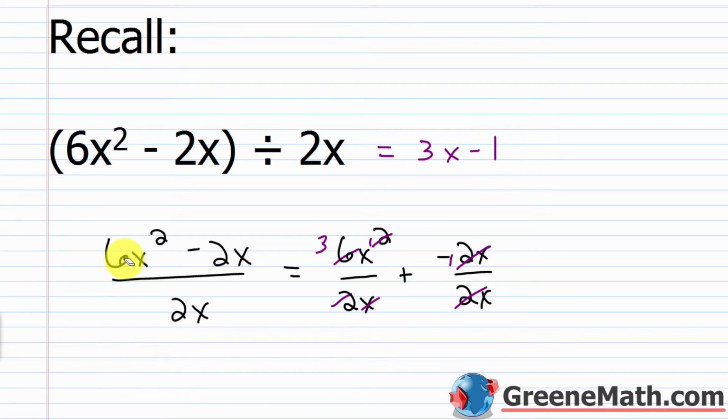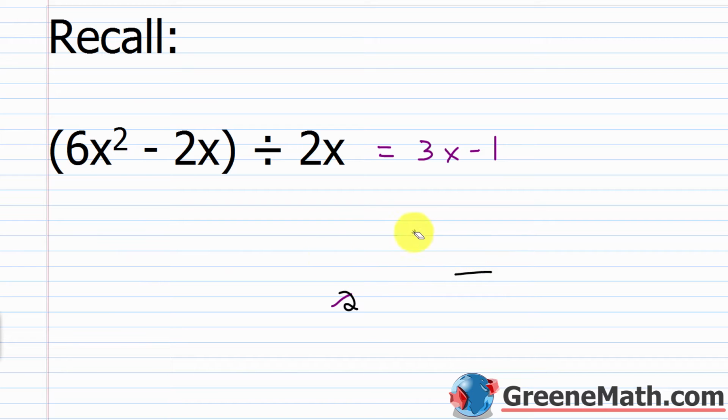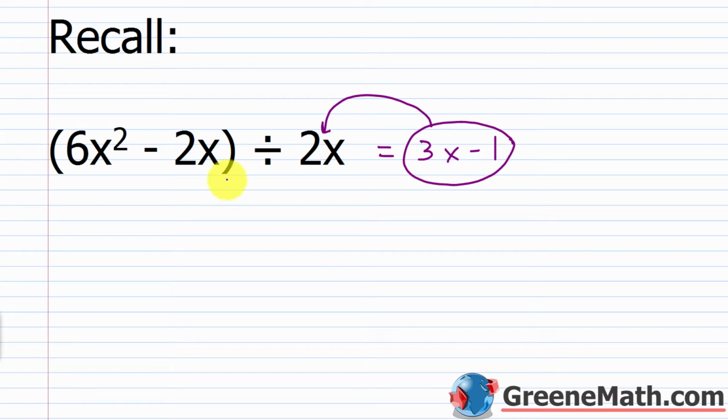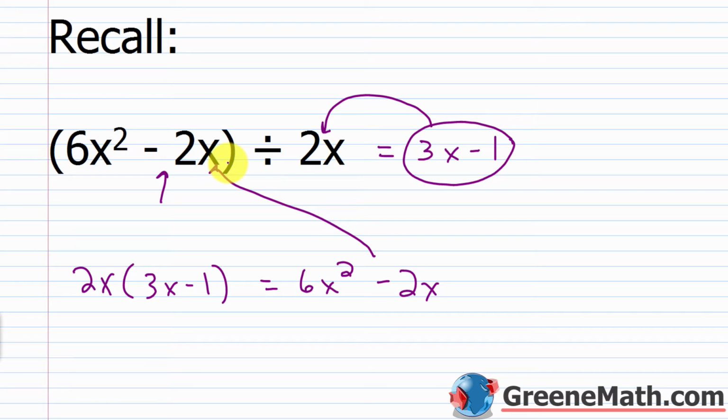Now, another important thing. We know how to do that at this point. Remember, if I want to check, I take the quotient, which is this, and multiply it by the divisor, which is this. And I should get the dividend back, which is this. So 2x times 3x minus 1 should produce 6x squared minus 2x. 2x times 3x is 6x squared, and then 2x times negative 1 is minus 2x. So we get that back exactly. All right, so that's not very difficult. Hopefully you have mastered the concept of dividing a polynomial by a monomial.